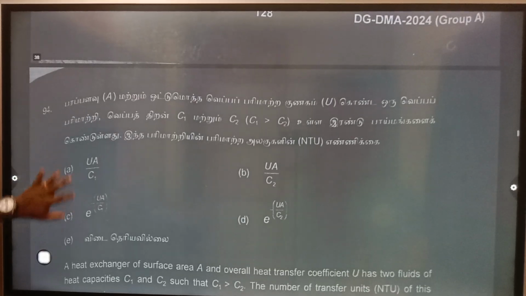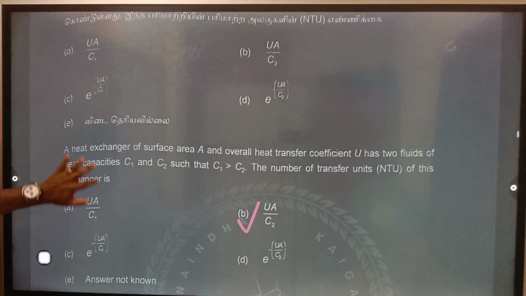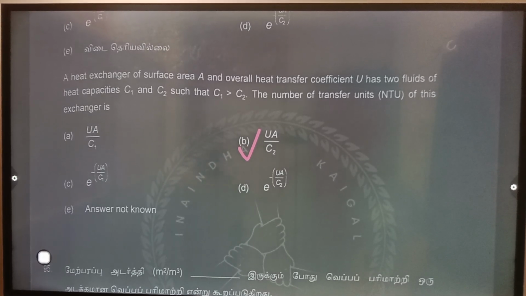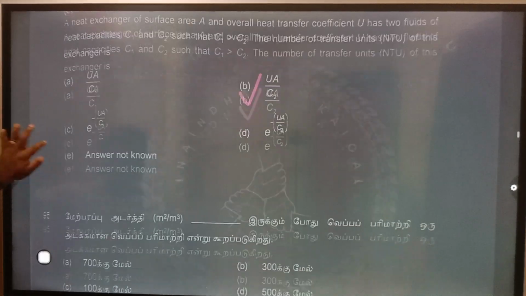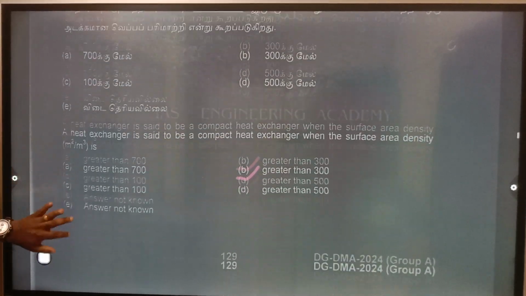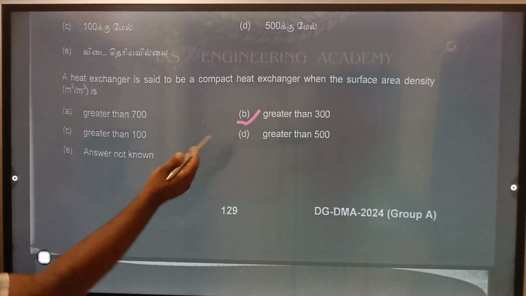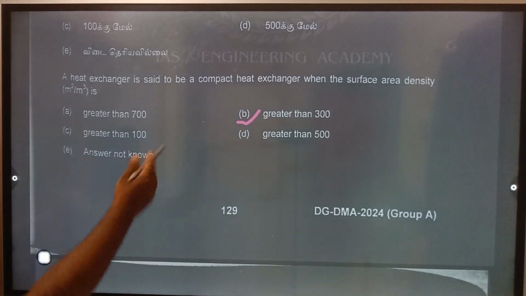94: a heat exchanger of surface area A and overall heat transfer coefficient U has two fluids of heat capacities C1 and C2. The number of transfer units of this exchanger is UA by C2. UA by C2 is the answer. 95: a heat exchanger is said to be compact if the surface area density is greater than 300. So this is what they call compact. Answer is the boxed option.